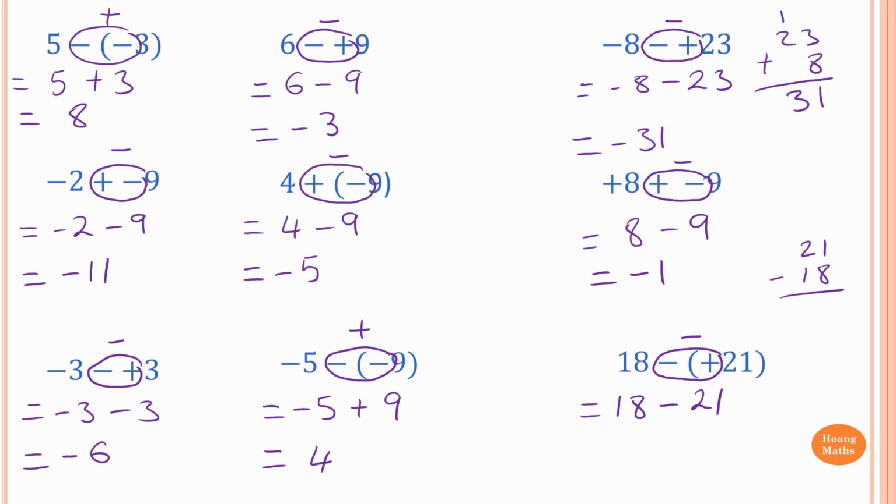So 1 cannot minus 8. So we borrow 1 from 2. So this becomes 1. This becomes 11. So 11 minus 8 is 3. And then 1 minus 1 is 0. So the answer is 3. So 21 minus 18 is 3. But this time it is 18 minus 21. So instead of 3, the answer is negative 3.